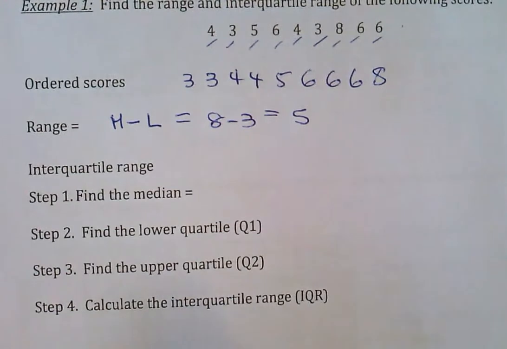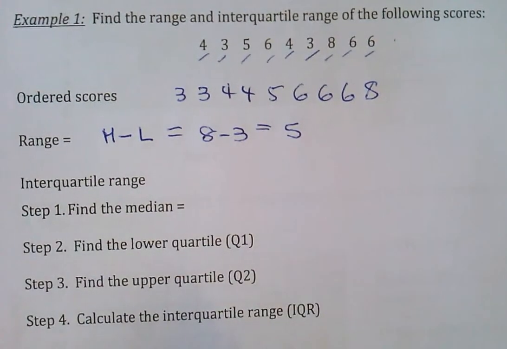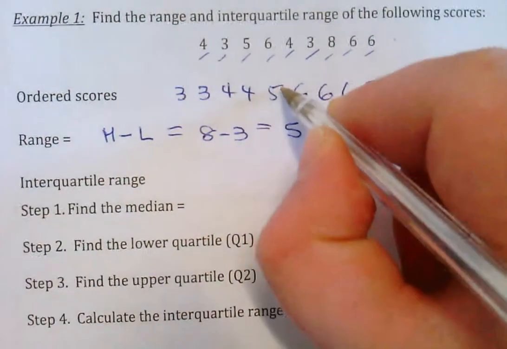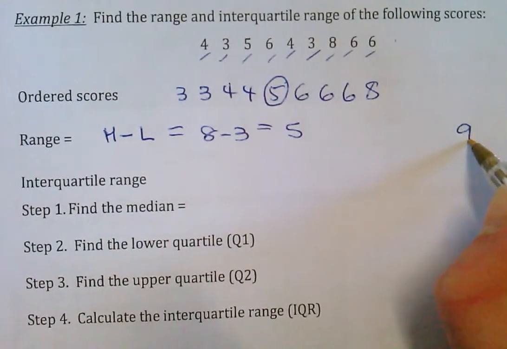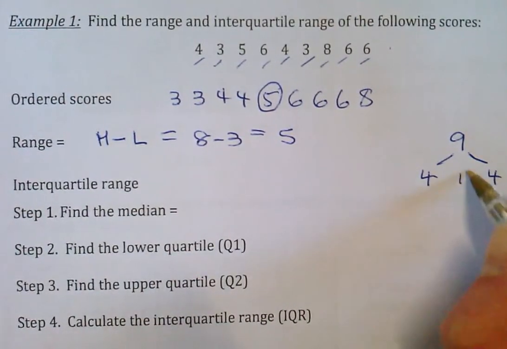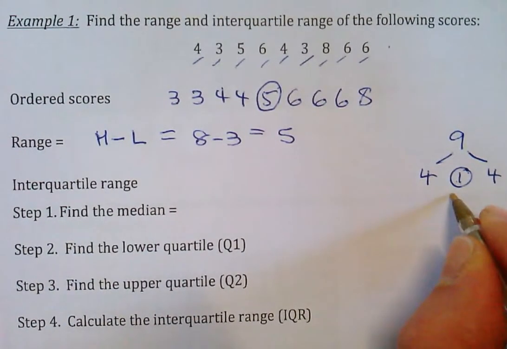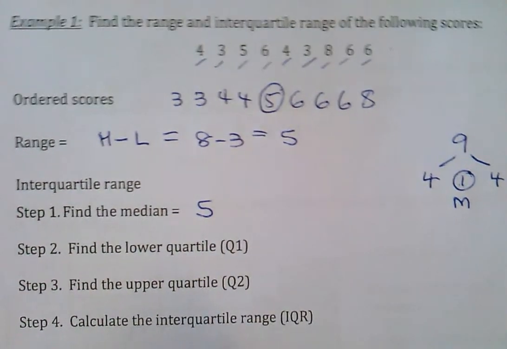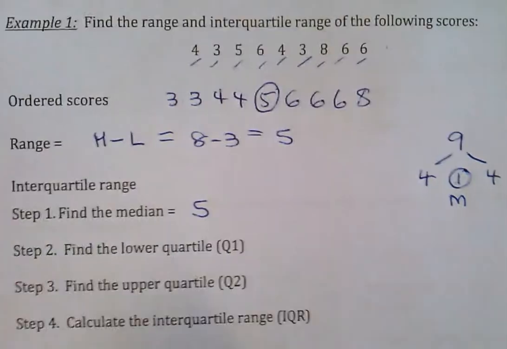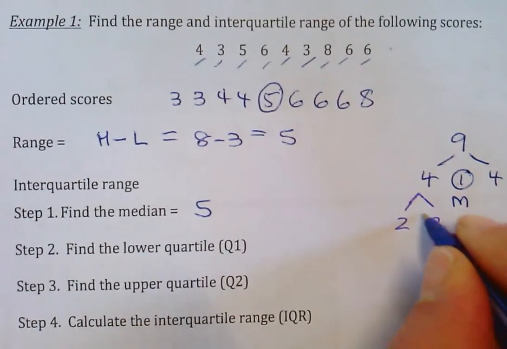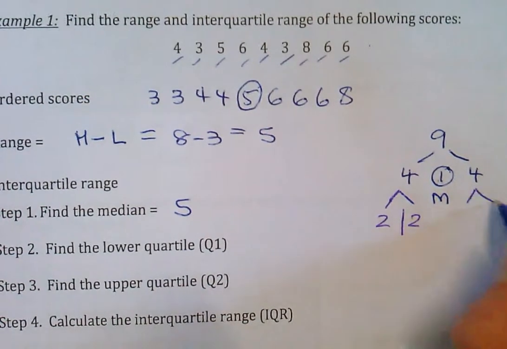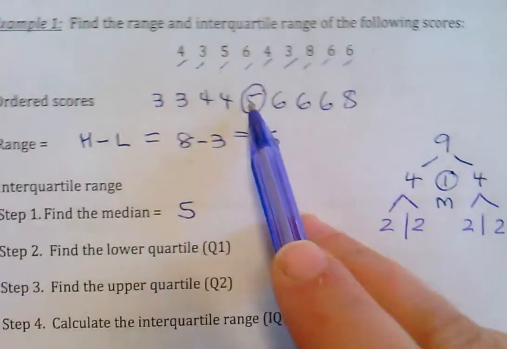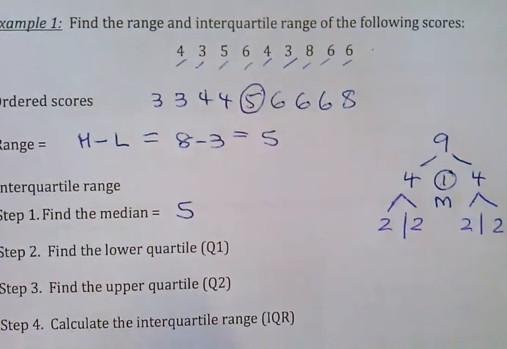But what's the interquartile range? We have to find the median first. Now, I've chosen an odd number of scores here on purpose. 1, 2, 3, 4, 5. Remember, we're going to go like this. I've got 9 scores. I'm going to put 4 there, 1 in the middle. That's my median. So my median is 5. Does it get included when I want to work out my lower quartile? Great. So of these 4, we go 2, 2, and we put a line in between. And these 4, we go 2, 2, and we put a line in between. This 5 is not included in the lower set of data or the upper set of data.